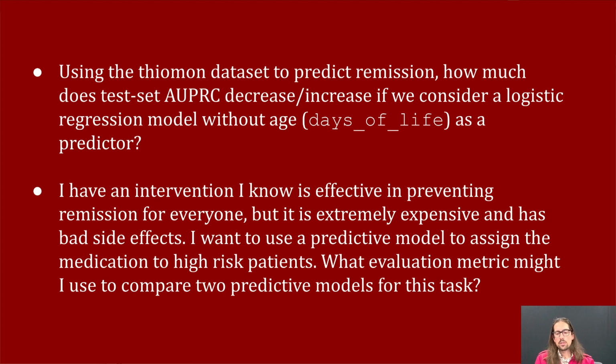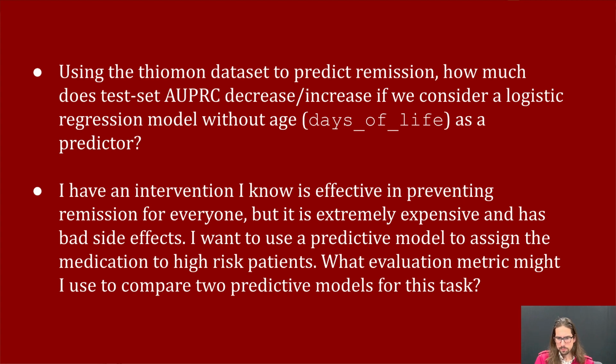All right, next one is, I have an intervention. I know it's effective in preventing remission for everyone, but it's really expensive and it has some really bad side effects. And I want to use a predictive model to assign this medication to high-risk patients. The question here is, what evaluation metric might make sense to compare if I had two different predictive models that are saying who is high risk and who's not high risk? What evaluation metric might make sense here?